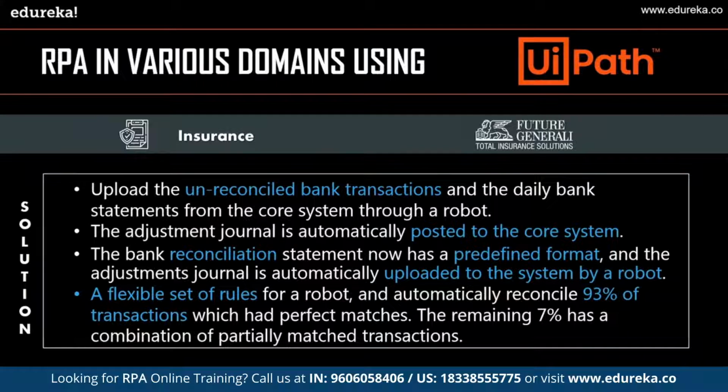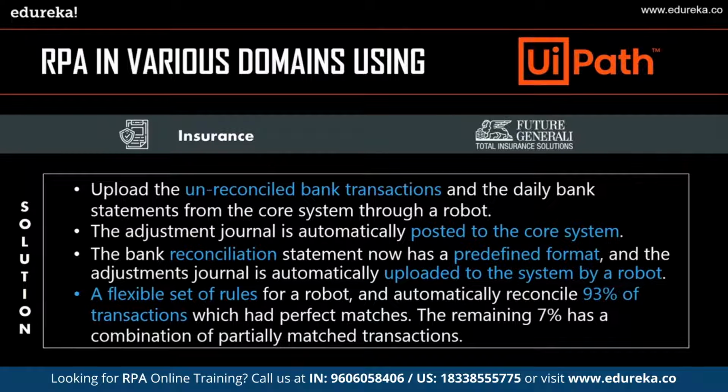The remaining 7% would have a combination of partially matched transactions. So I hope that you've understood how RPA was used by Future Generali to automate the reconciliation processes and also to remove the errors and reduce the cost. So they started with the scripting based automation, and then they moved towards UiPath. Through UiPath, what they did was that they built up robots to automate the task of sending record files to the client, and every email that had an attachment was password protected.